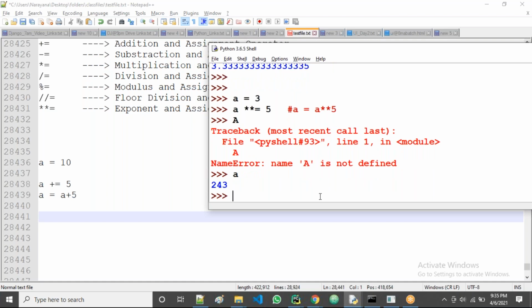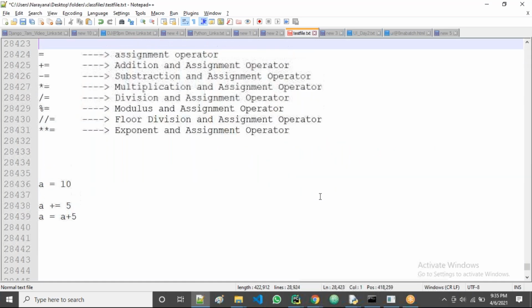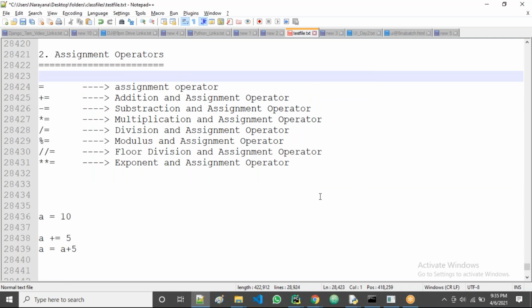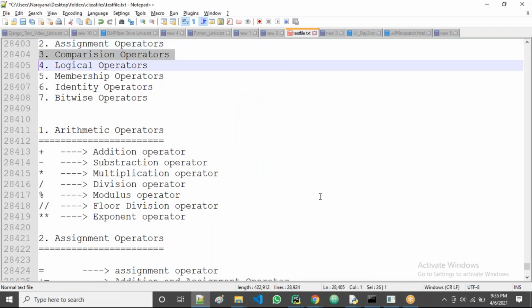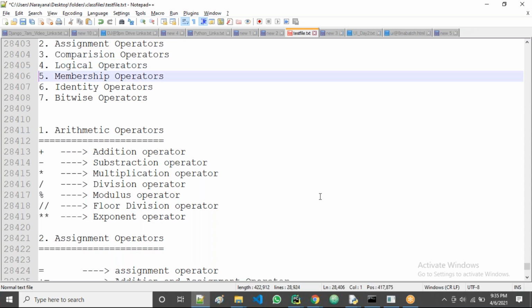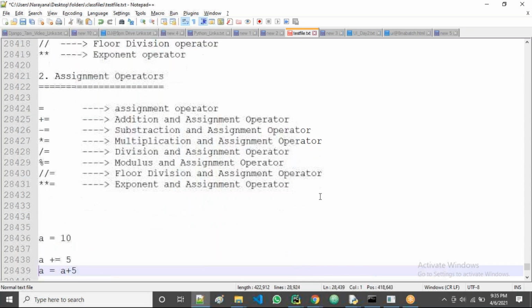Now, I hope all of you are clear about these assignment operators, right? If it is clear, then we'll go with the next one.